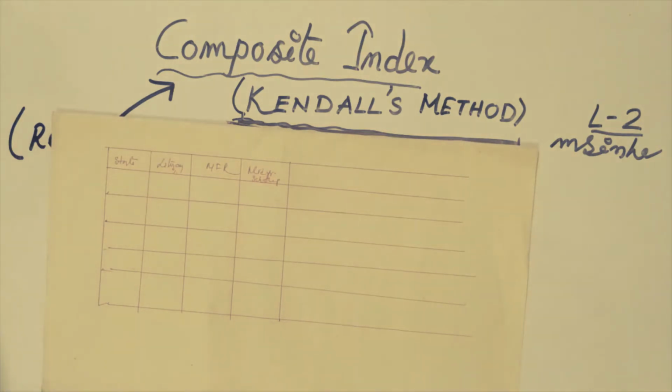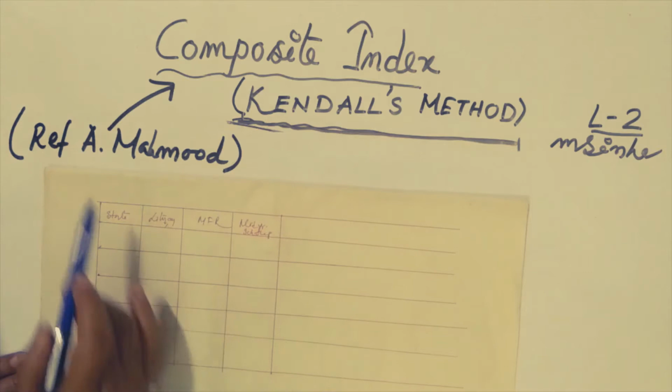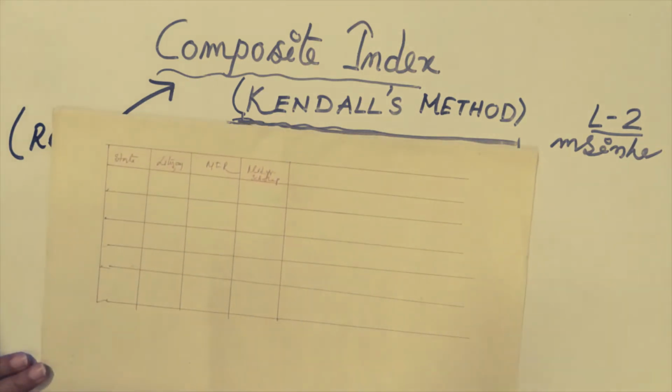So be clear, this is not basically for the calculation of the composite index. Kendall's principle of ranking was used by Mr. Ahmad Aslam Mahmood, and here we are following the same principle. We are using just the ranking system of Kendall's method to prepare the composite index. Kendall's Tau method is basically a correlation method, very similar to the Spearman ranking system.